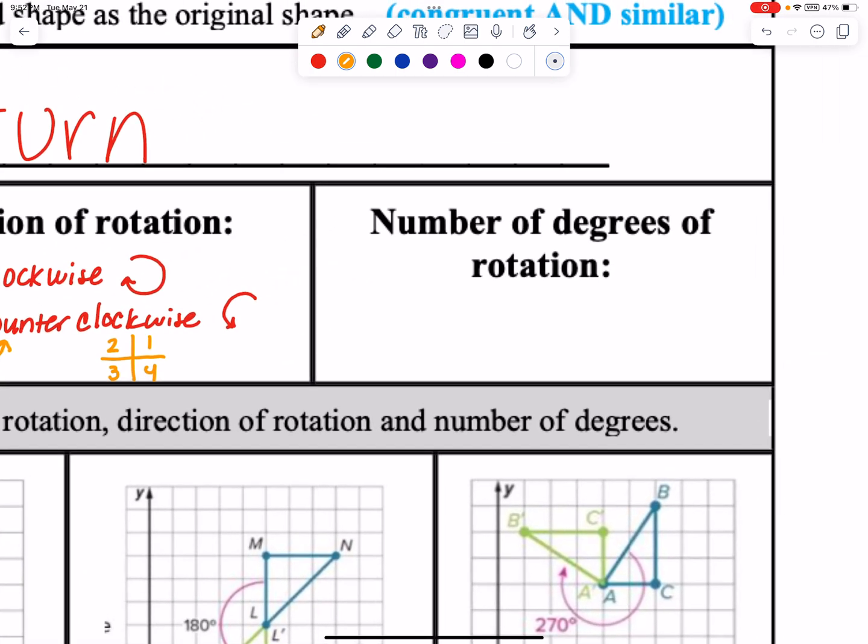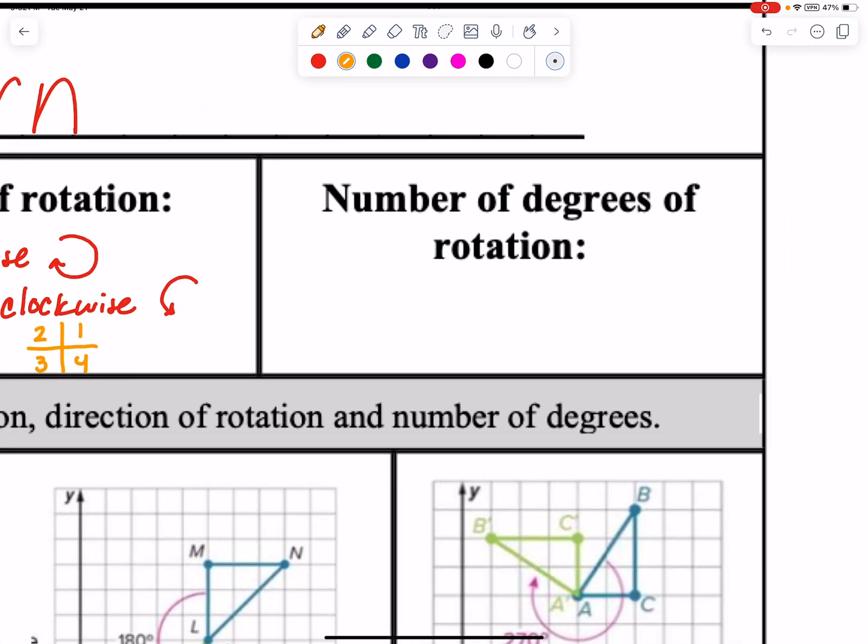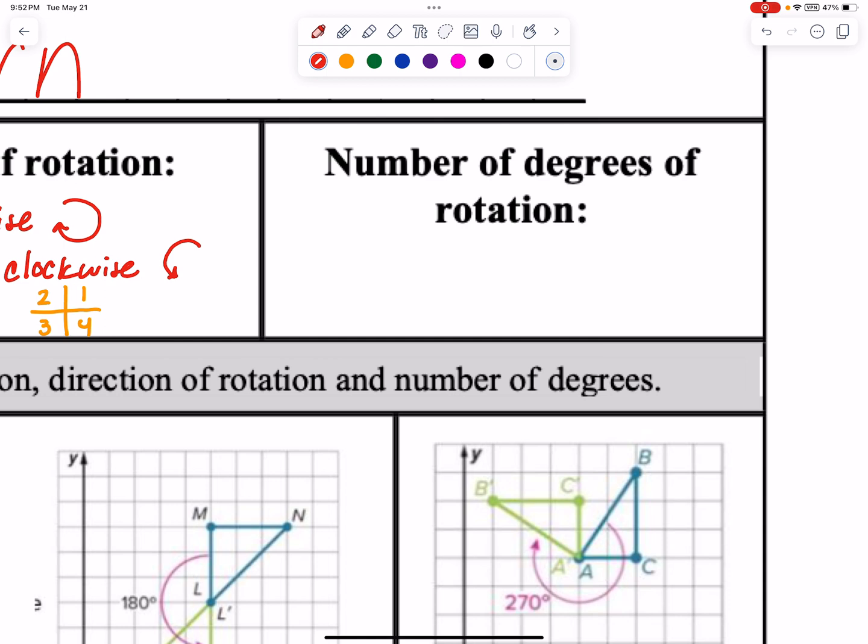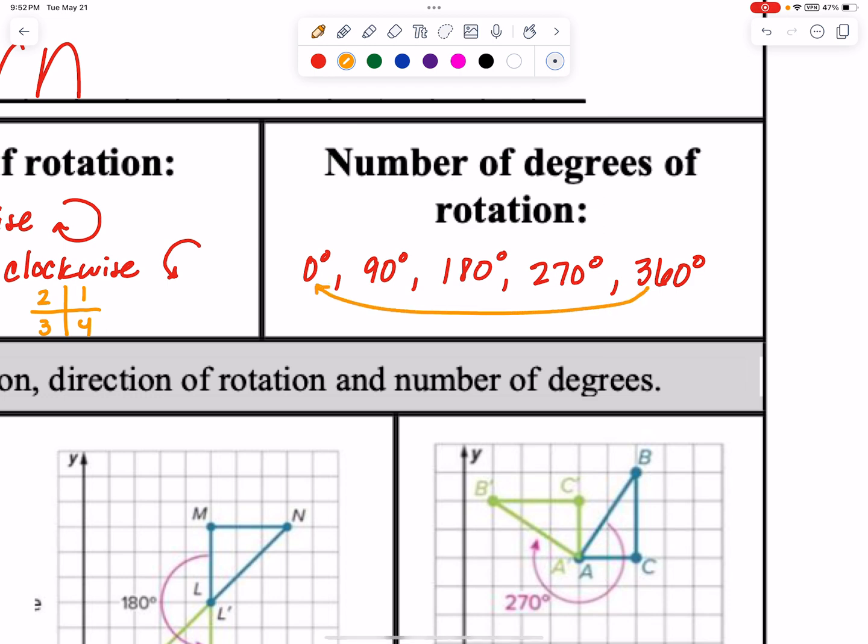Okay. Number of degrees of rotation. So we have some options here. We could not move it at all, which would be 0 degrees. We could go 90 degrees. We could go 180, which is another 90. After that, another 90 would be 270 degrees. And then the last one would be 360 degrees. And then let's go ahead and just make a note that 360 is obviously the same as 0.